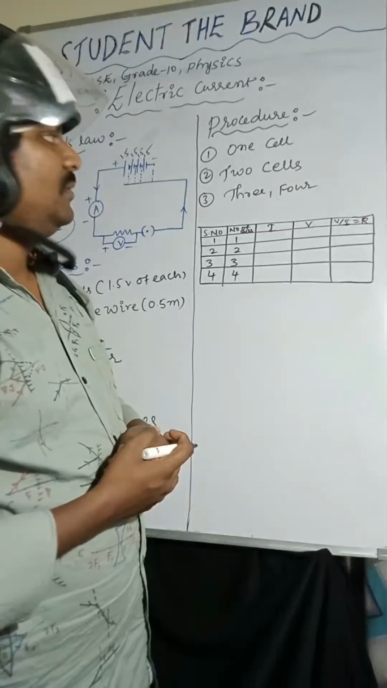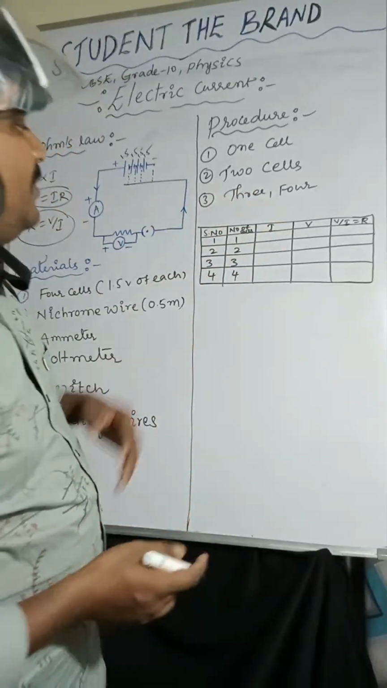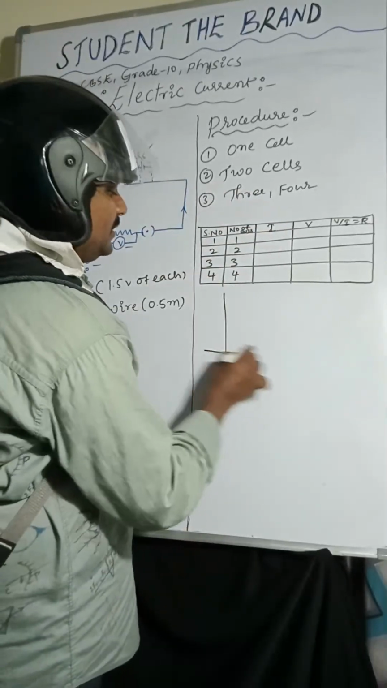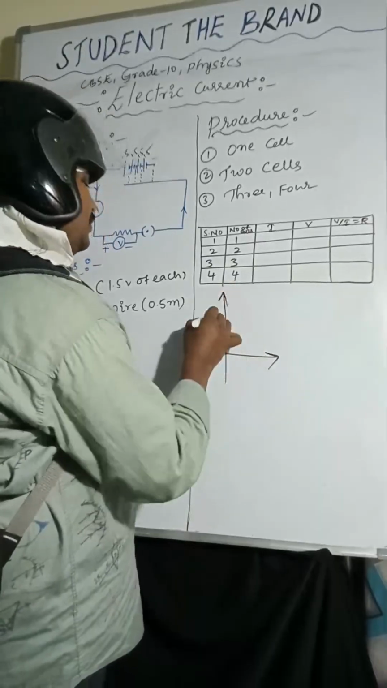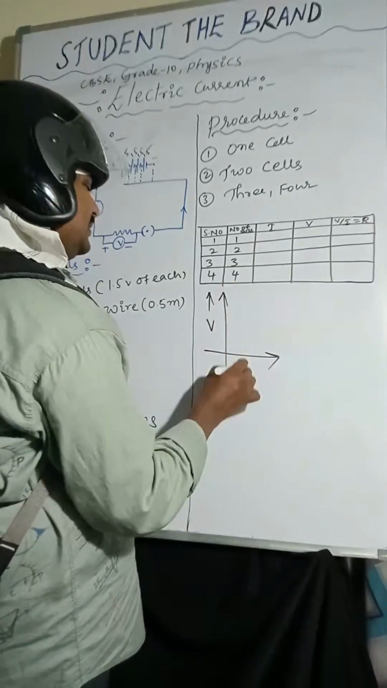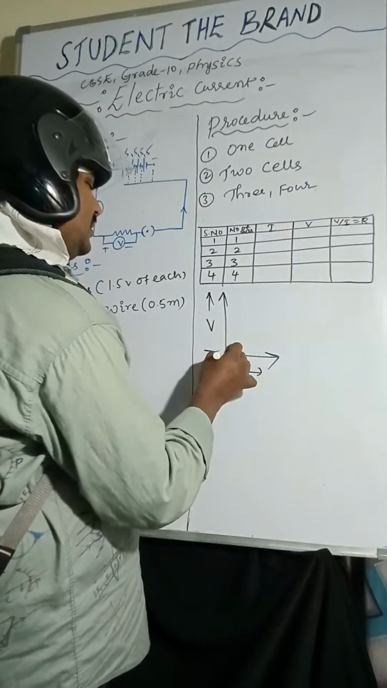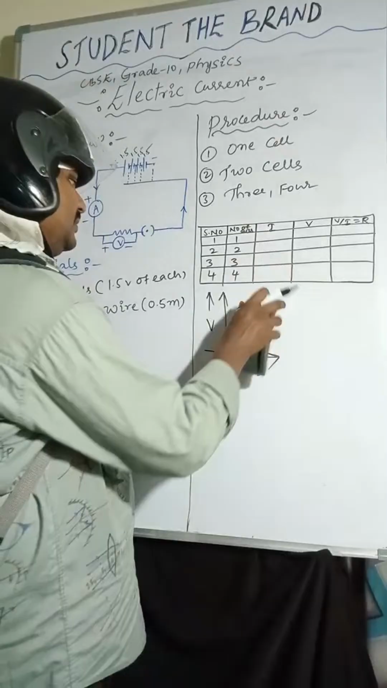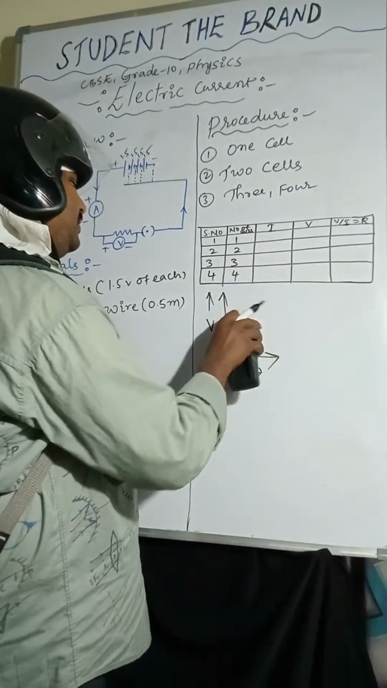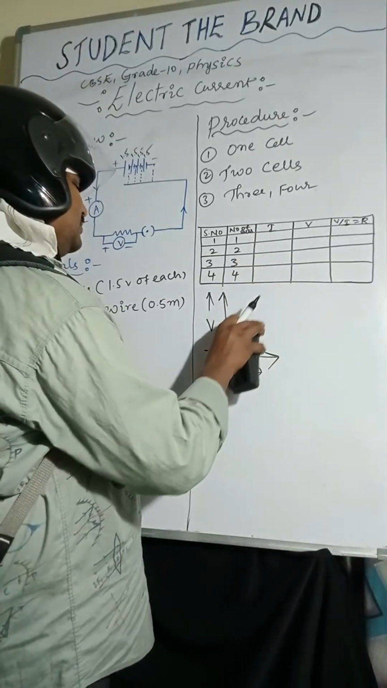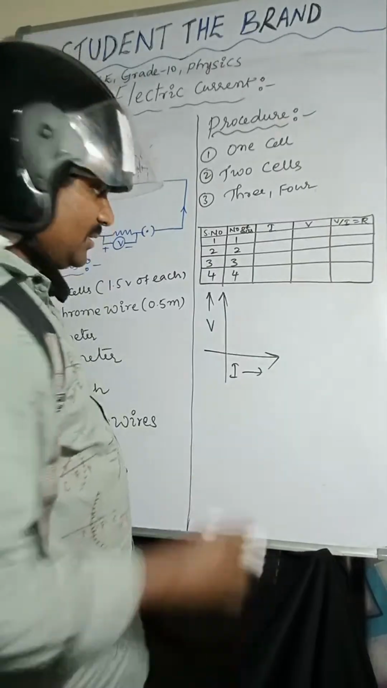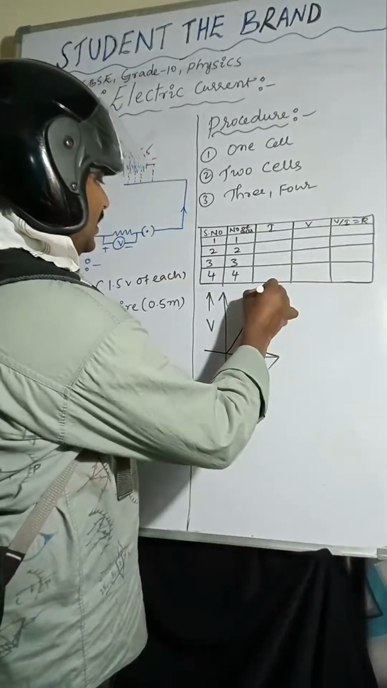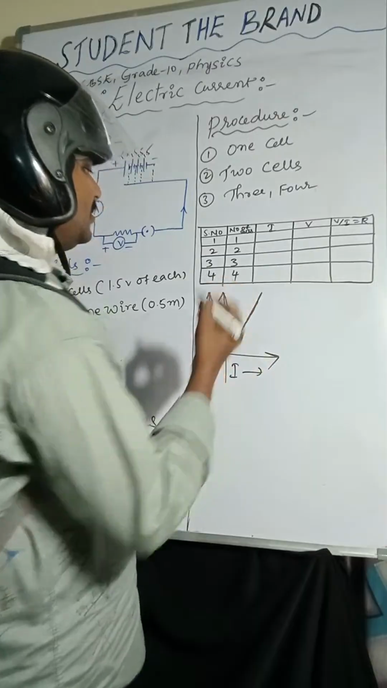Now draw the graph for VI, with V on the y-axis and I on the x-axis. That is linear for ohmic conductors. The graph is linear for ohmic conductors. Okay.